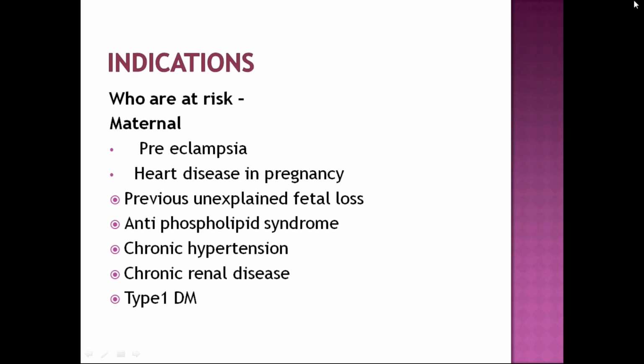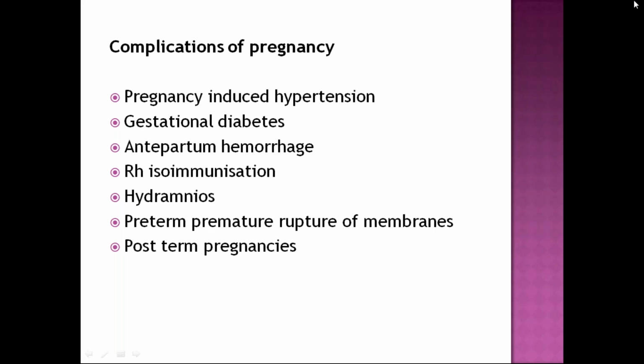Previous unexplained fetal loss: in a term or near term patient, suddenly there was an IUD, unexplained. We don't know. Maybe that is diabetes mellitus; most of the time, unexplained fetal loss is due to diabetes mellitus. Maybe other causes also: antiphospholipid syndrome, chronic hypertension, chronic superimposed eclampsia, or chronic renal disease. I already told you diabetes mellitus, pregnancy-induced hypertension, gestational diabetes.